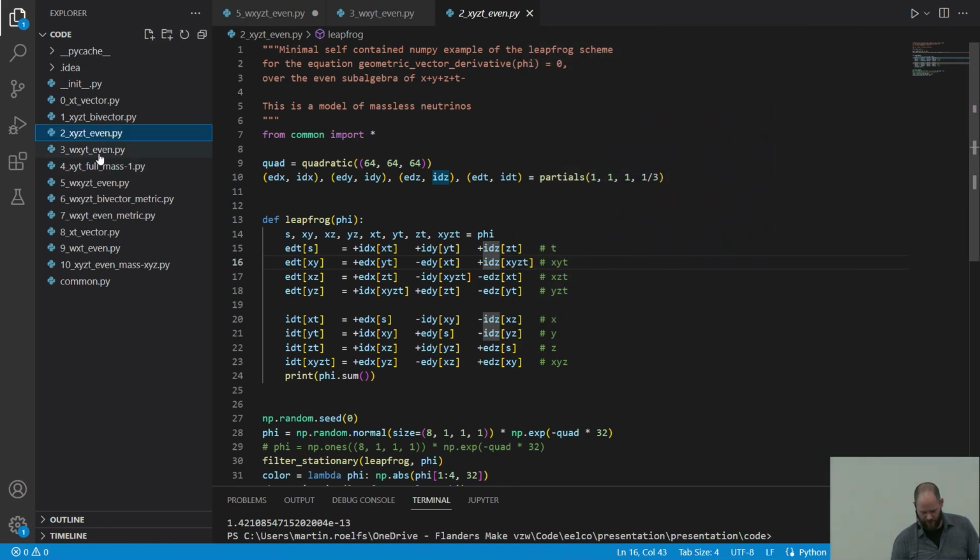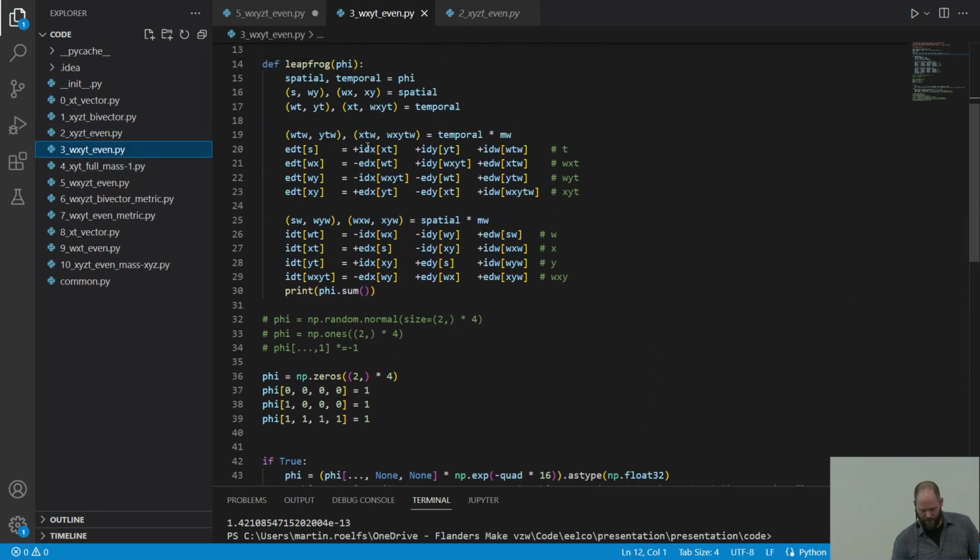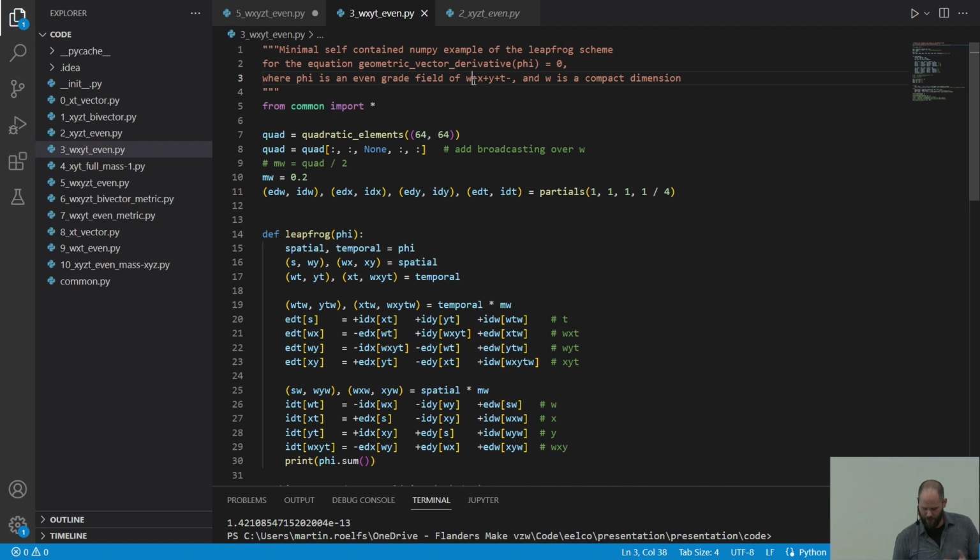Let's do something different, or actually something that's kind of the same. Using the same algebra here, 3 spatial dimensions, 1 time dimension. I just renamed the Z to W, so that doesn't change anything. Still talking about the even grade subalgebra here, 8 components. The reason I've renamed it to W is because before we had a cube of 64 by 64 by 64. Now I've squashed down the Z dimension to make it a very small dimension.